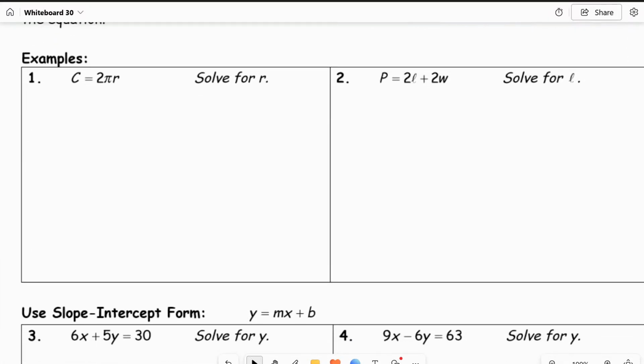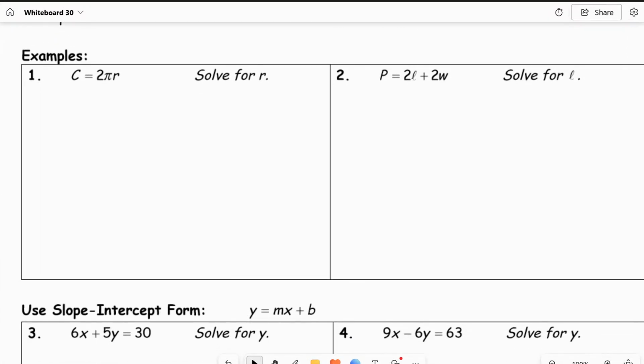So let's go through the examples. Just like last lesson, I'm going to stick to the ones on the left side. You guys work out the ones on the right side.